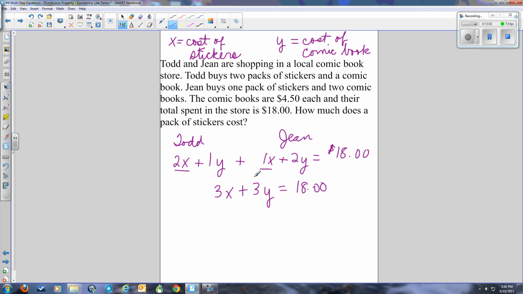So now, let's think about something. We know what the cost of the comic books are. The comic books are $4.50 each, so we can actually substitute y is equal to $4.50 in place of the comic books. So let's go ahead and do that. So we're going to have 3x, because we don't know the cost of the stickers, plus 3 times $4.50. That's equal to $18.